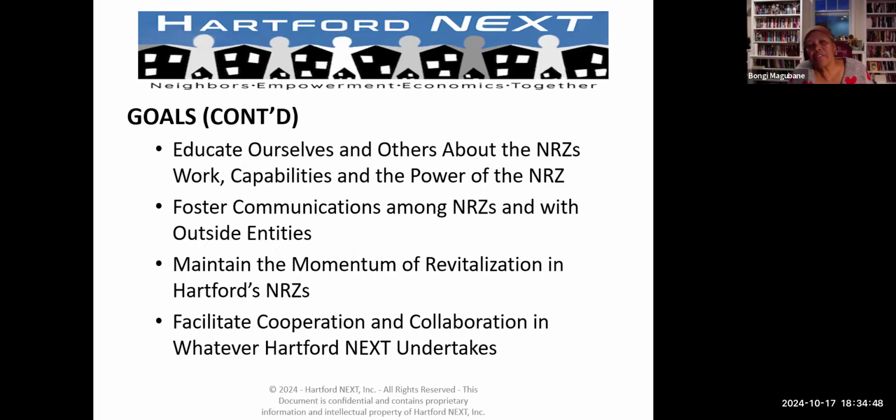It is also to educate ourselves and others about the NRZs, their work, capabilities, and their power. Just so everybody knows, our plan is to do a high-level overview about the statute, and then during each of the board meetings in the future, as part of our education, we'll drill down on the details of what the powers are and how we as NRZs can support each other in doing some of the work. Next slide, because I think people can read.